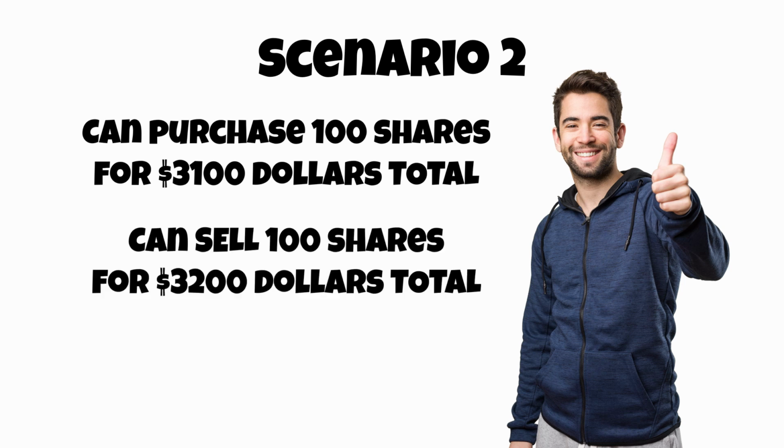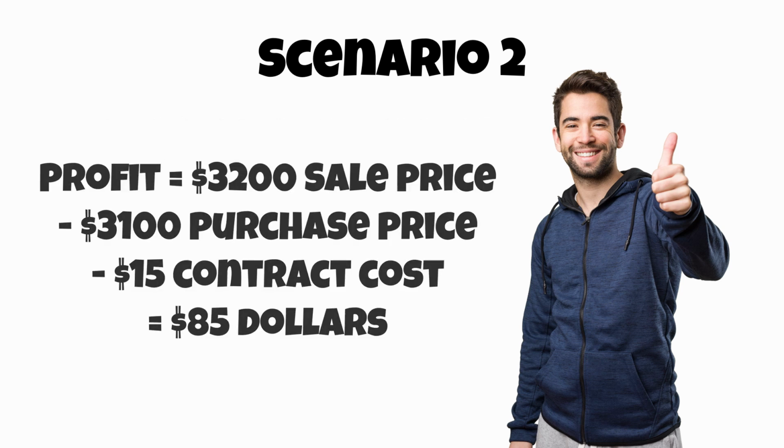as he can buy 100 shares of AT&T for $3,100. But then he could immediately sell them for $3,200. So in this instance, his profit would be the $3,200 he could sell the stock for, minus the $3,100 he paid for the stock, minus the $15 he paid for the contract. So in this instance, he was able to gain an $85 profit.